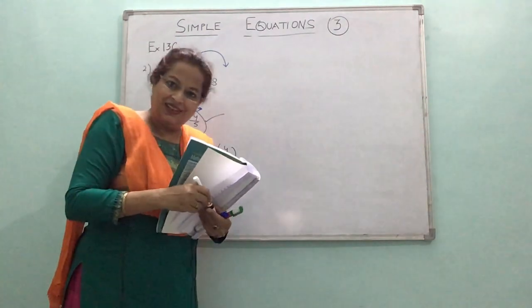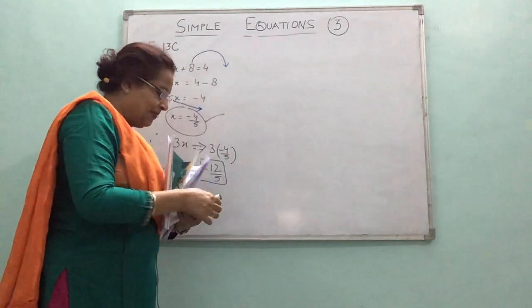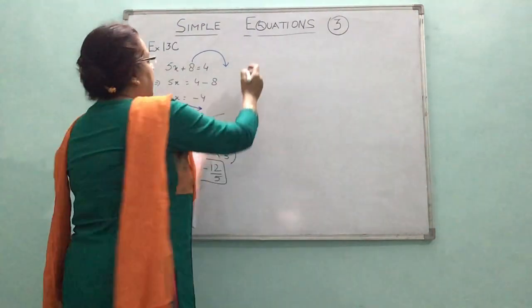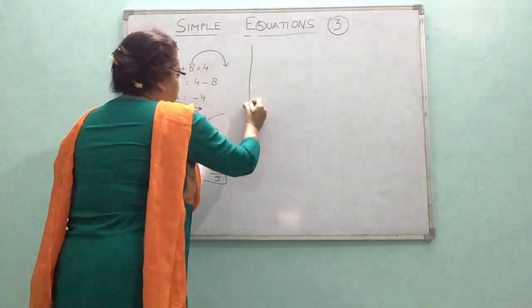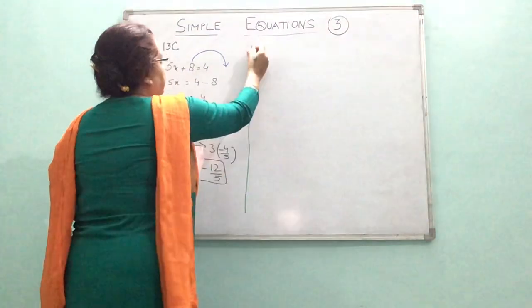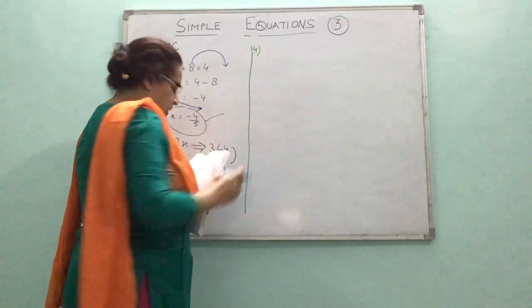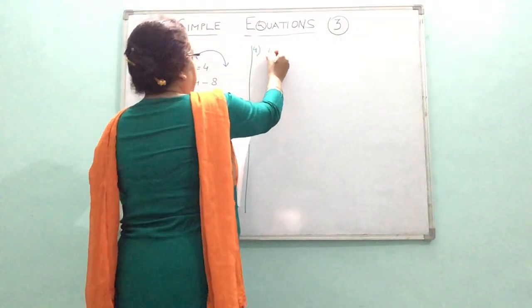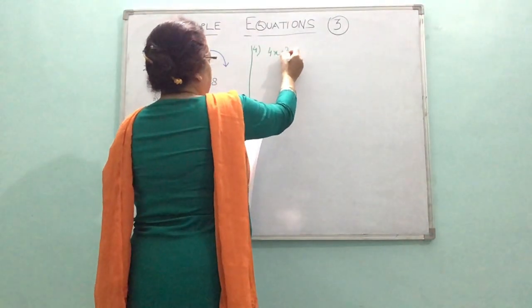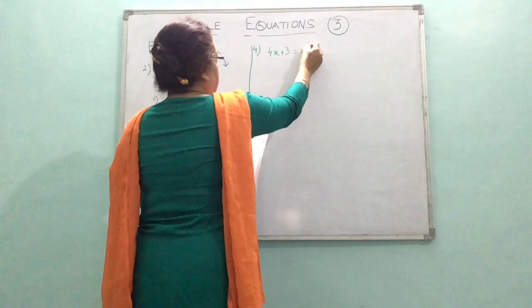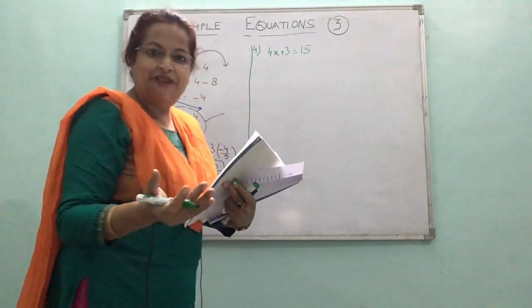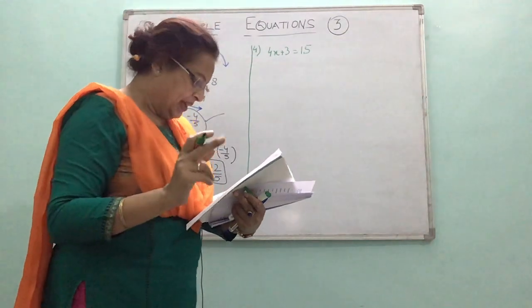Right children? Clear? Good. Now let's take question number 4. What is question number 4? Okay. So it says 4x plus 3 is equal to 15. And then I have to find value of 2x minus 3.